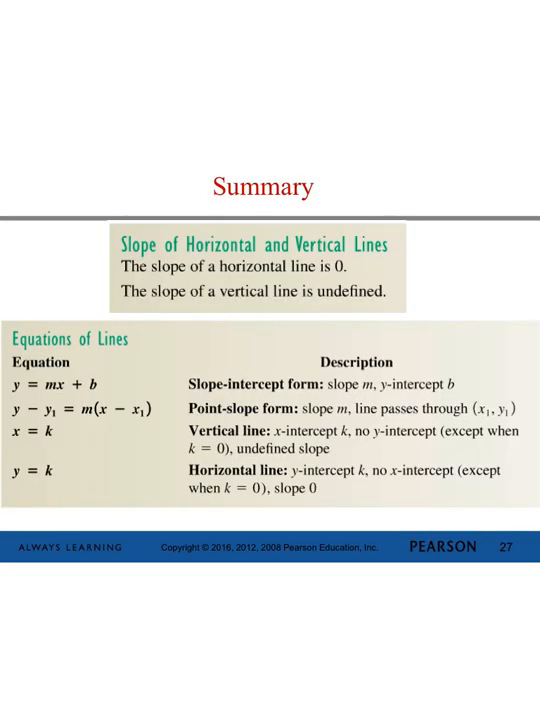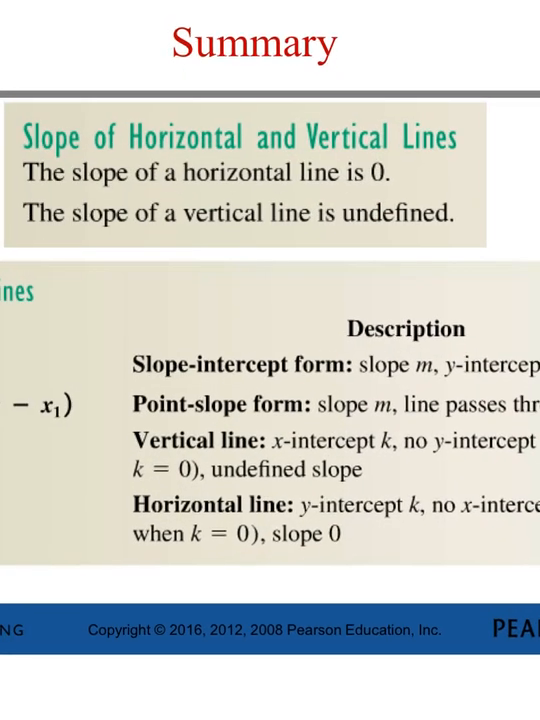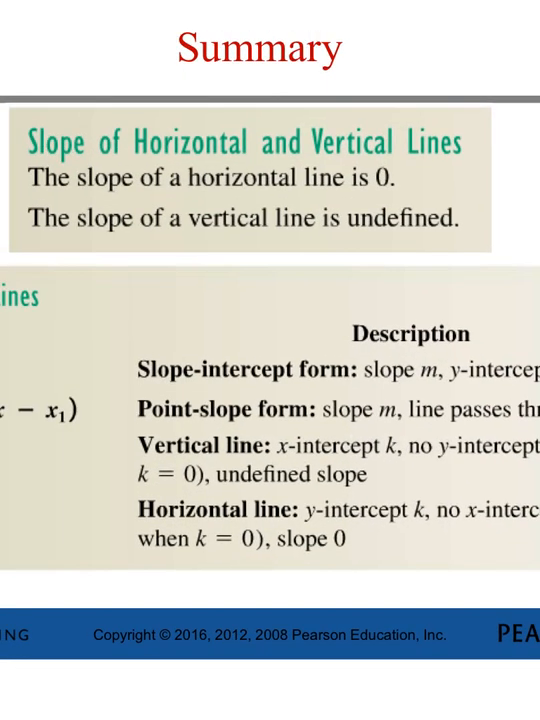So in summary, this is what we've learned. We've learned the slope of horizontal and vertical lines. The slope of a horizontal line is 0. The slope of a vertical line is undefined. We've learned to use the standard form, the slope-intercept form of an equation where the slope has the value of m and the y-intercept is b.